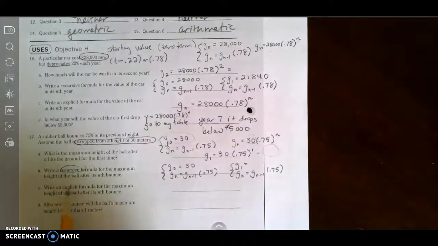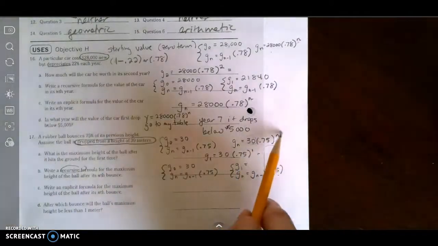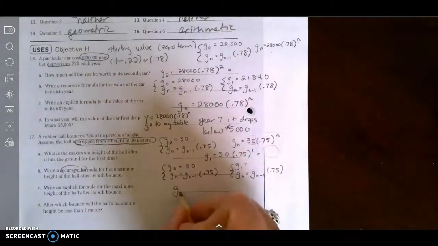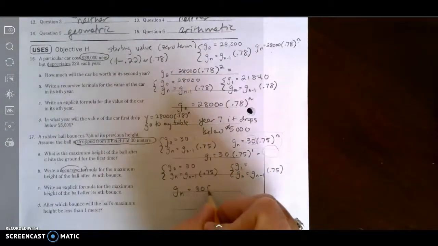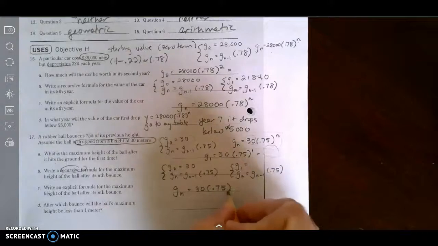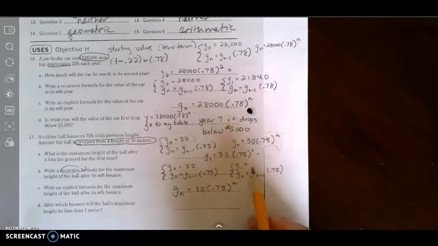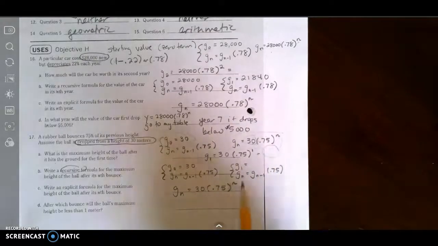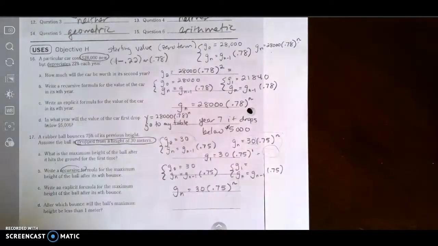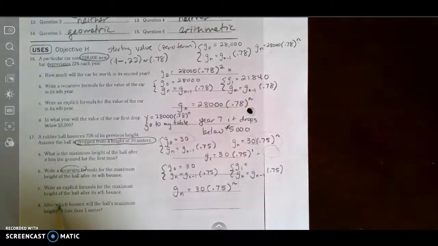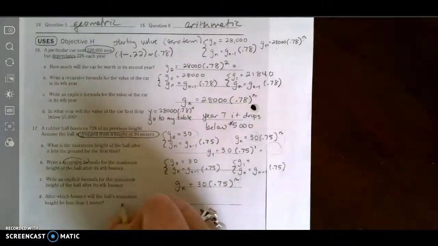Letter C, write an explicit formula. That's the one that I wrote right here. G sub n equals 30 times 0.75 to the n, because this is the 0 term, this is to the nth power. If I want to write it with the first term instead, whatever I got here and here, I can then do that, but then this has to become n minus 1. After which bounce will the ball's maximum height be less than a meter?